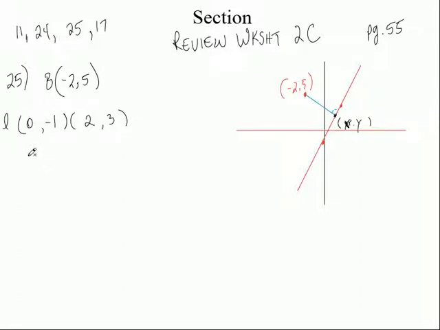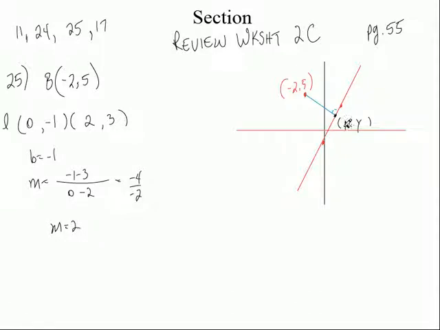Look, I already know one thing. I already know the y-intercept, don't I? What is the y-intercept? It's negative 1. So really all I got to do is find the slope. Good. Change in y, change in x: negative 1 minus 3 over 0 minus 2. That gives you negative 4 over negative 2. So what's the slope of that line?